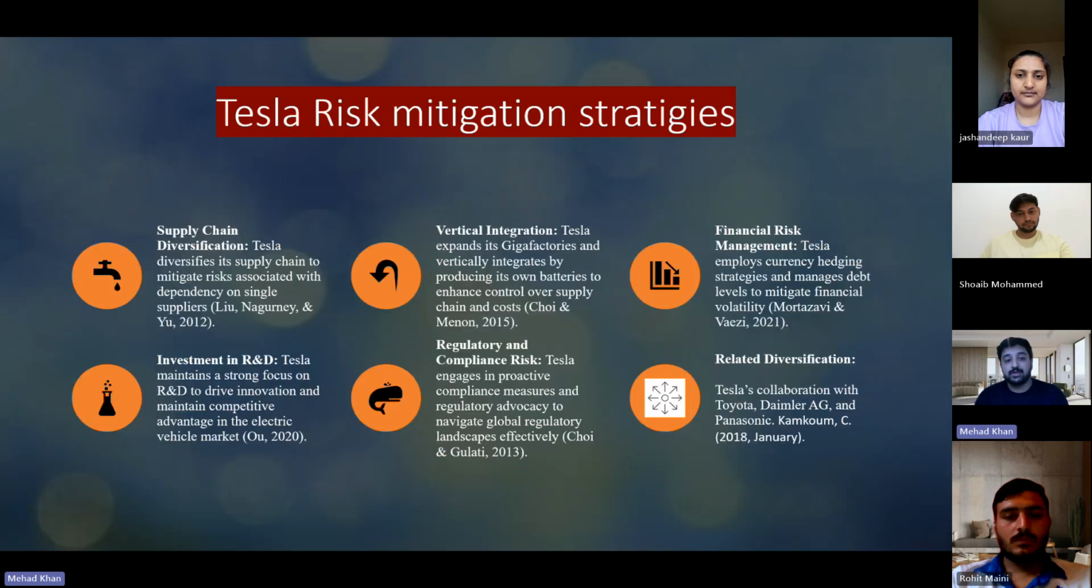From here now, I'll go to the Tesla mitigation strategies, the risk mitigation strategies that they should use and have used previously to overcome those issues. The first one is supply chain diversification. I don't need to explain it again because we have done it in the previous slide. It says the dependency on a single supplier.